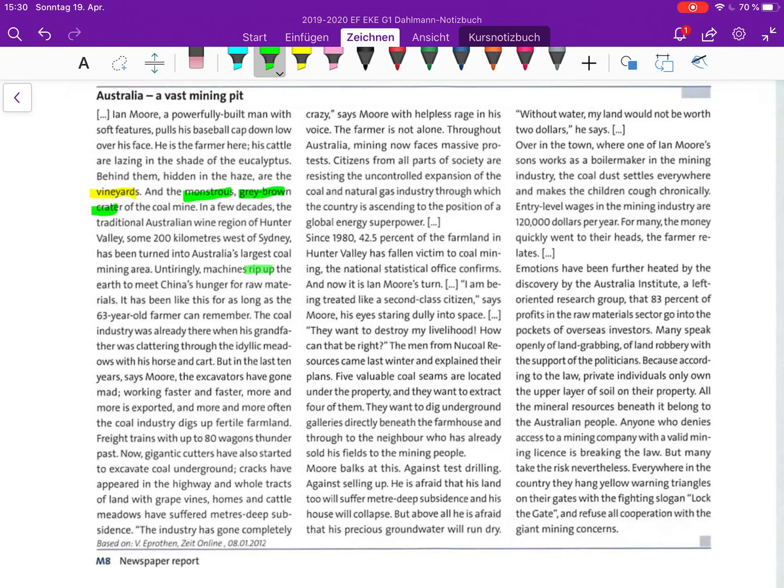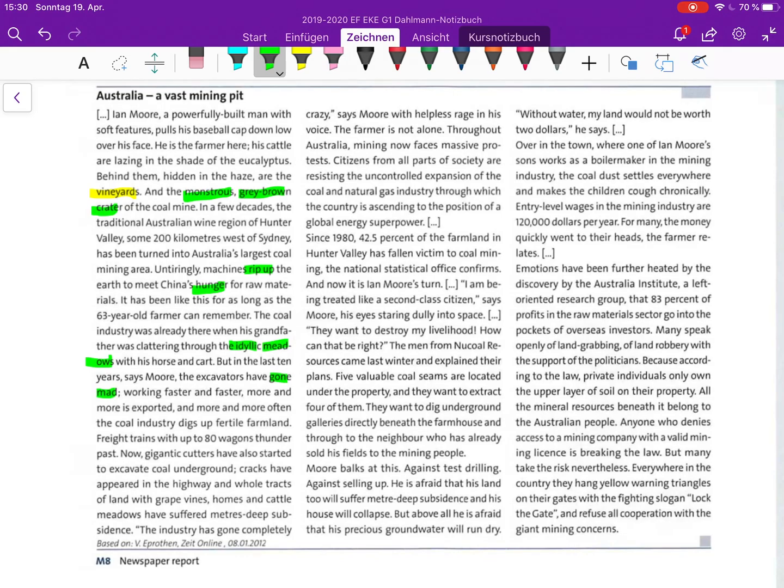Untriggeringly, machines rip up the earth to meet China's hunger for raw materials. All those words are negatively connotated if you have a look at it. It has been like this for as long as this 63-year-old farmer can remember. The coal industry was already there when his grandfather was clattering through the idyllic meadows on his horse and cart. But in the last 10 years, Moore says the excavators have gone mad.